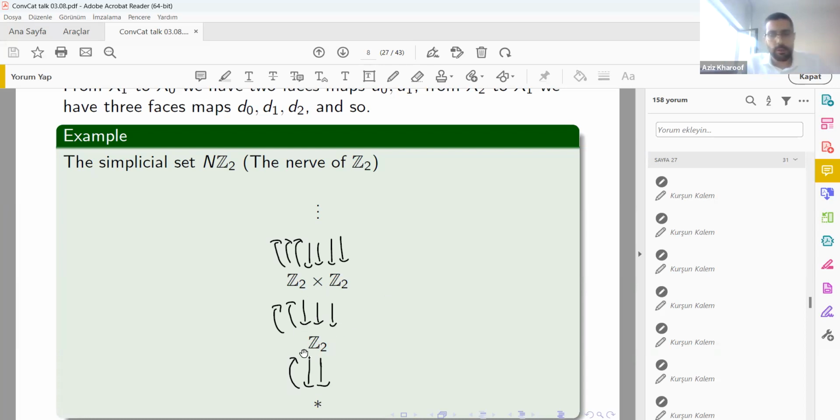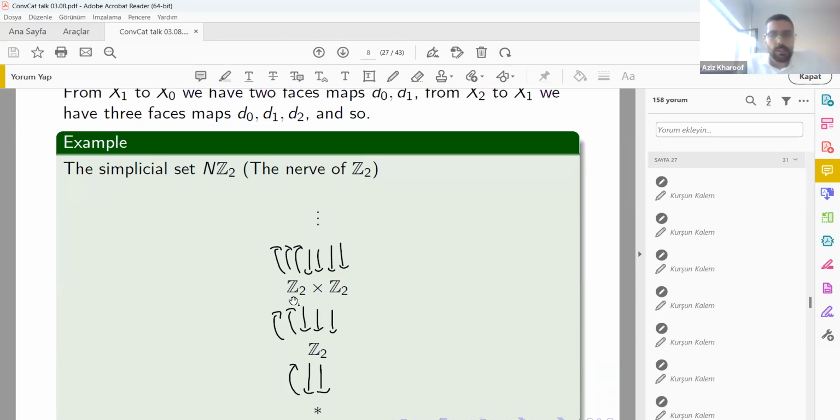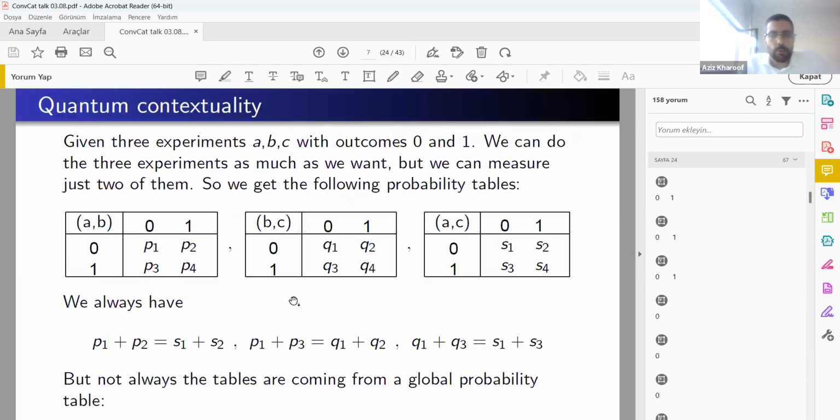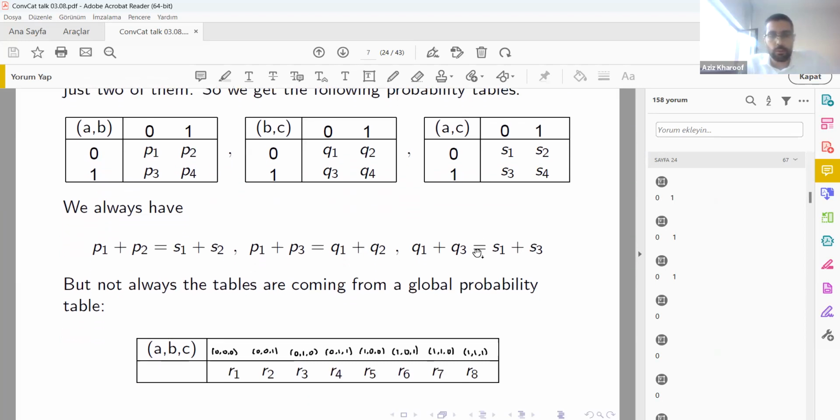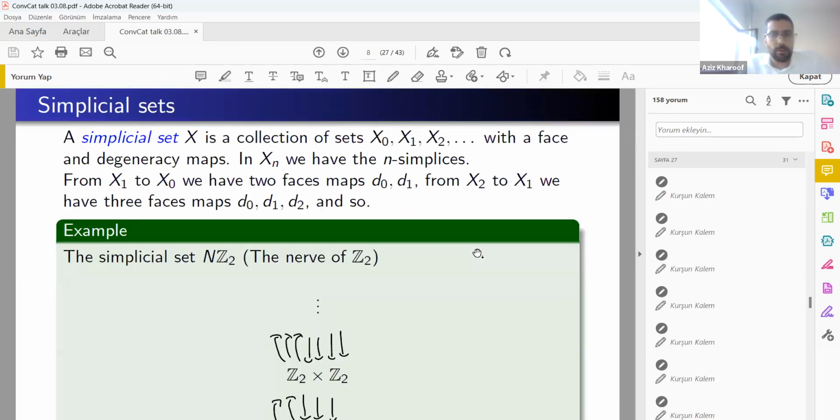And of course, one can imagine what the degeneracy and the face maps look like. The face map is important. Here are the face maps, one of them by omitting this side, one of them by omitting that side, and so on. Okay, why is this important? How can we use this, back here to this probability table, in order to capture this probability table?